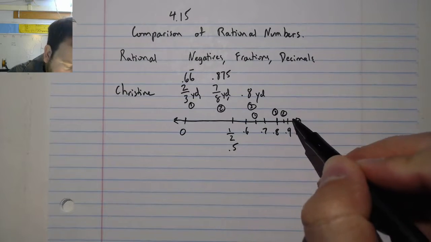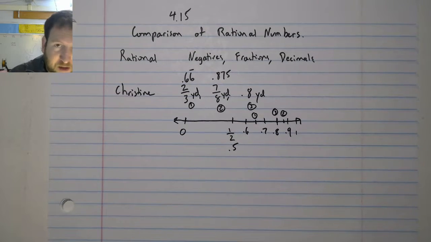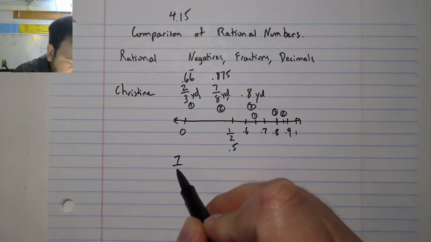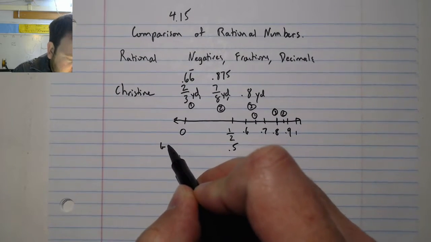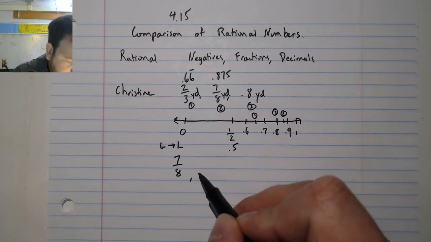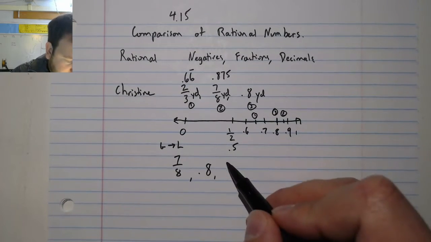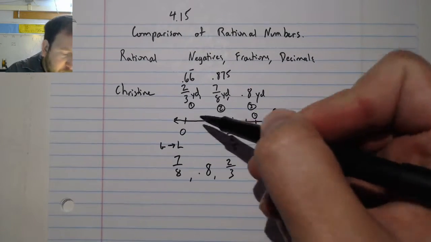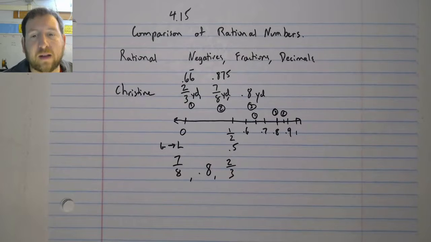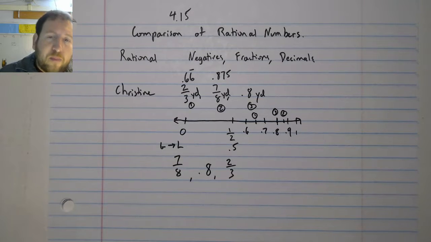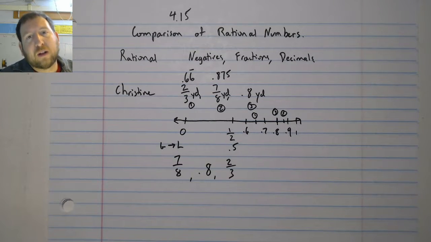So here I can see that if I were to rank them from greatest to least, I would do 7/8, 0.8, then 2/3. Now, I want to remember to relist them in the same style that I did in the beginning, because it might be relevant to the problem. So the best way to do these is to look at them on a number line.